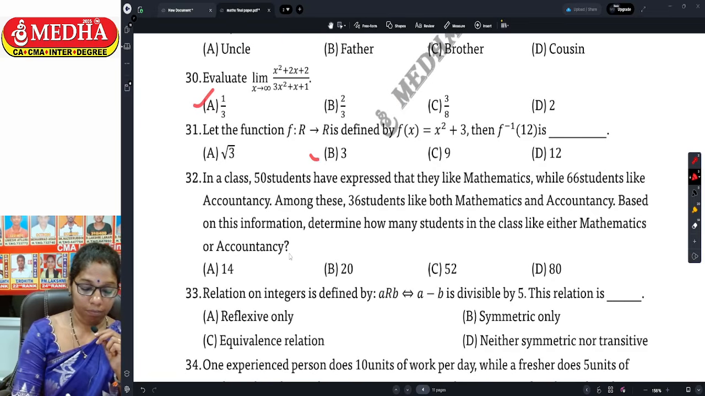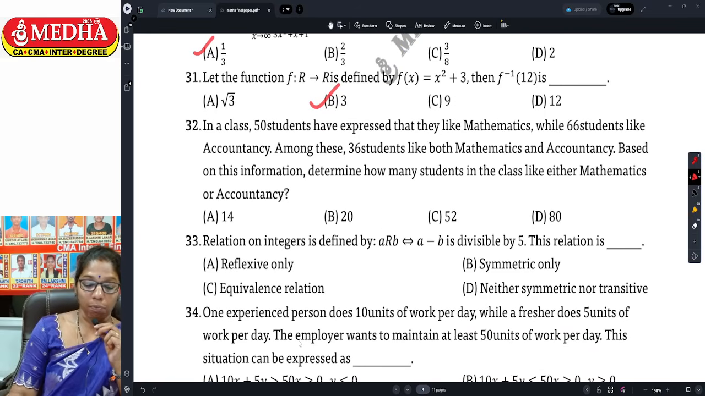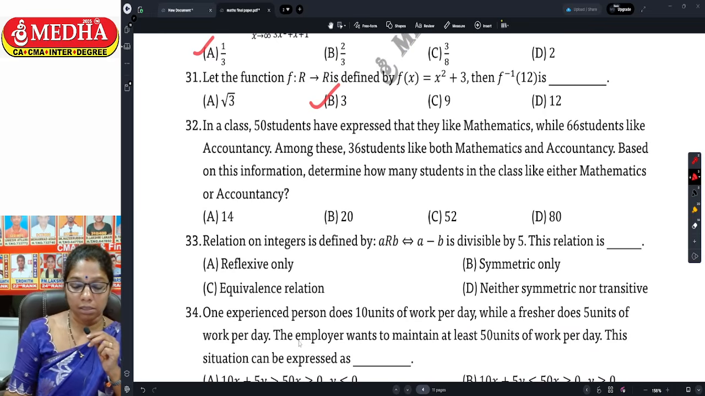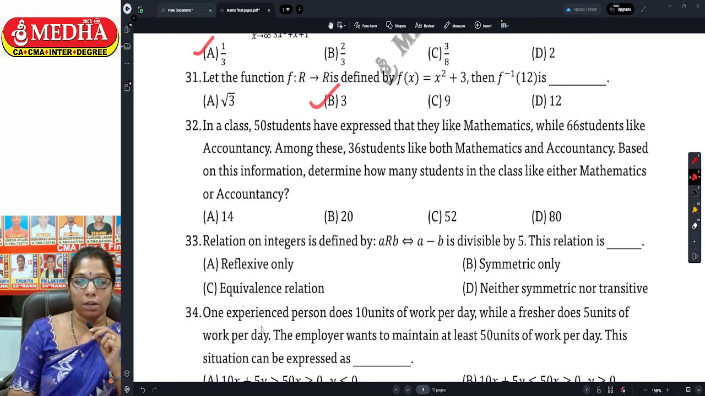3. And next one, in a class of 50 students have expressed that they like maths. 67 students like accountancy. Among these 36 students like both maths and accountancy. So by using Venn diagram we can solve this, or by using formula, both we can solve this. That is, determine how many students in the class like either maths or accountancy.